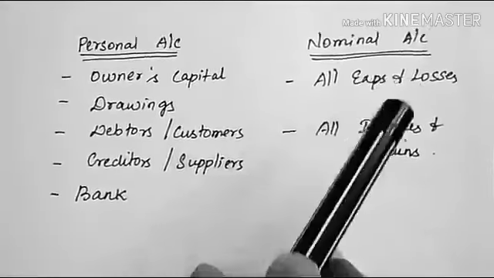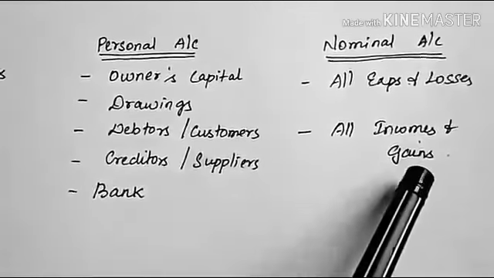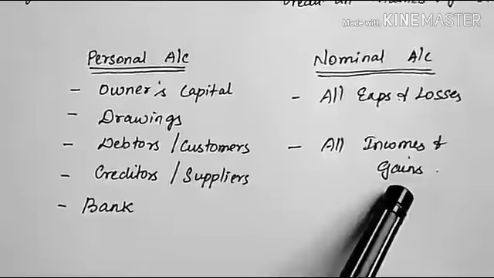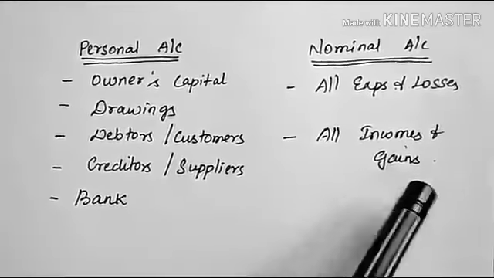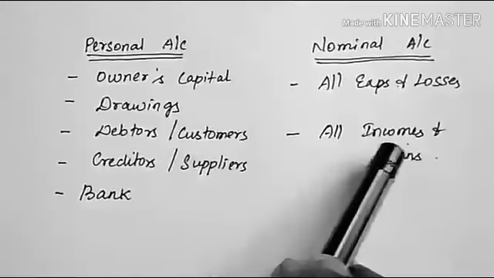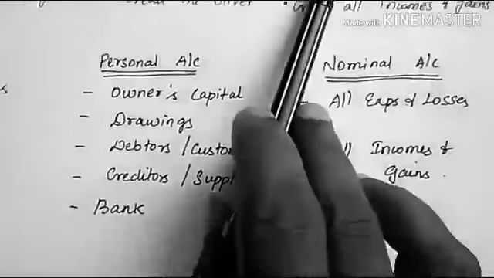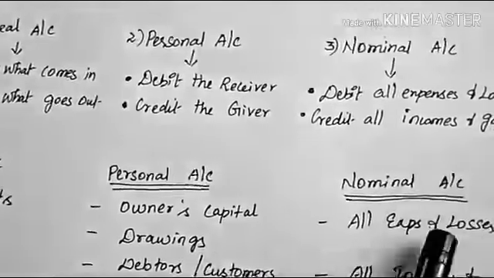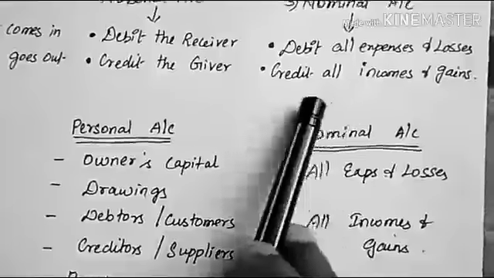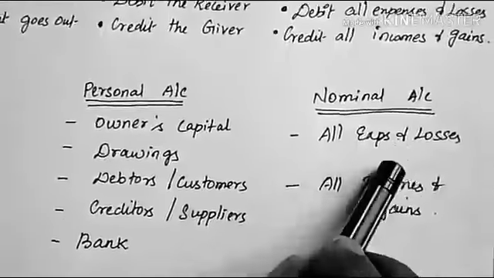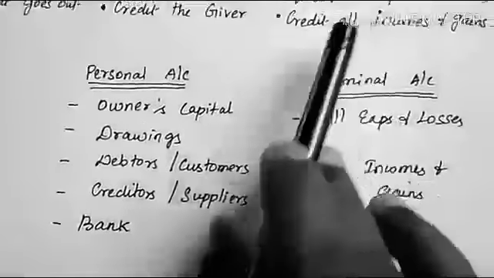In the same way, all incomes and gains. Incomes and gains mean rent received, discount received, commission received. All these come under incomes and gains. So what is the nominal account rule? Debit all expenses and losses. If it is an expense, debit the transaction. If it is an income, credit the transaction. According to the nominal account rule, you can easily identify whether a particular transaction is a debit or credit.